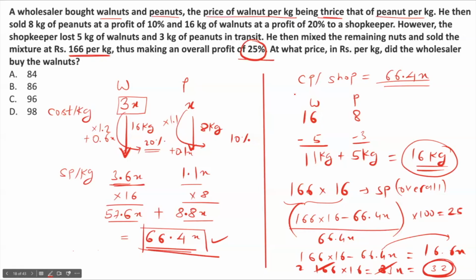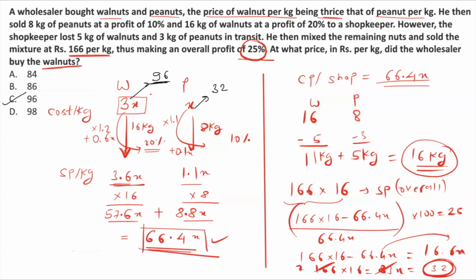But that's not what we are looking for. We are looking for the price at which the wholesaler bought the walnuts. The value of x that we have found is basically the buying price for the peanuts, that is 32. So the buying price of walnuts will be thrice, 3 into 32 or 96. And that is my C option, 96 rupees. Okay, that's how you solve this question, pretty straightforward.